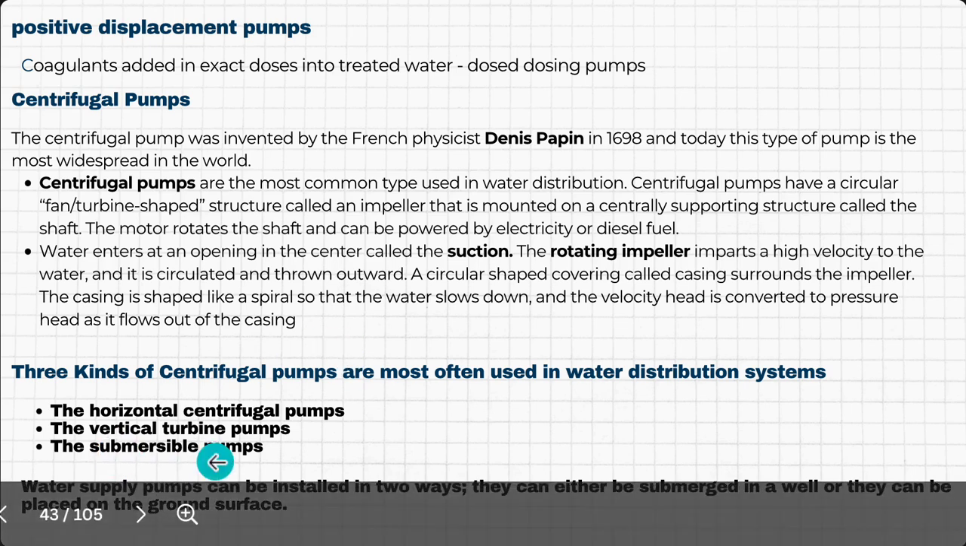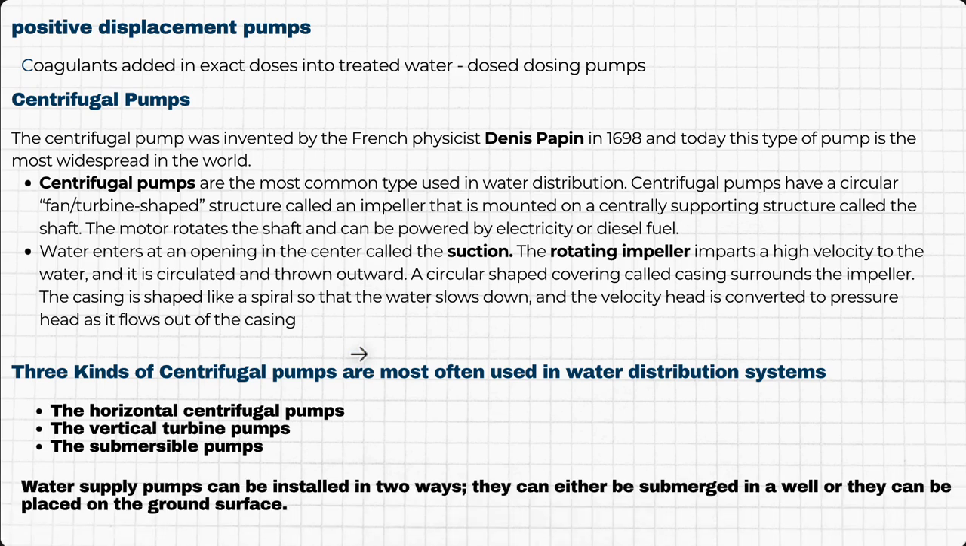There are three main kinds of centrifugal pumps that are most often used in water distribution systems: the horizontal centrifugal pumps, the vertical turbine pumps, and the submersible pumps. Water supply pumps can be installed in two ways. They can either be submersible in a well or they can be placed on the ground surface.